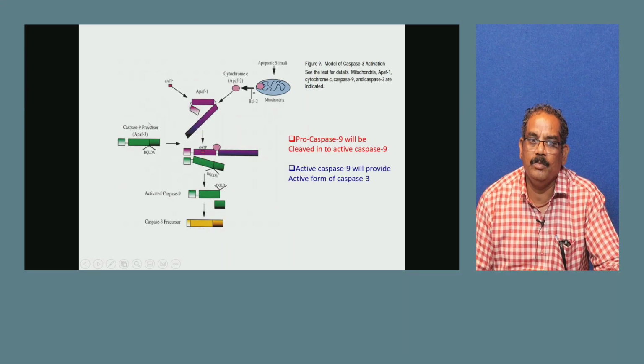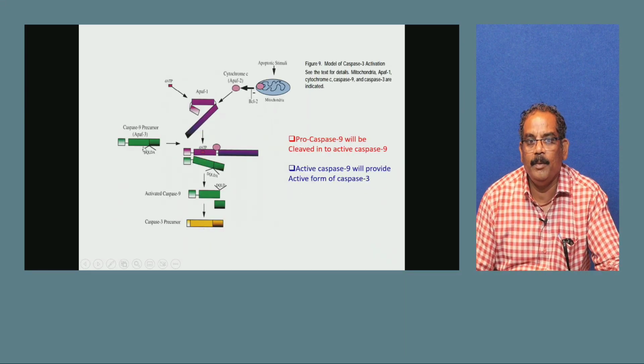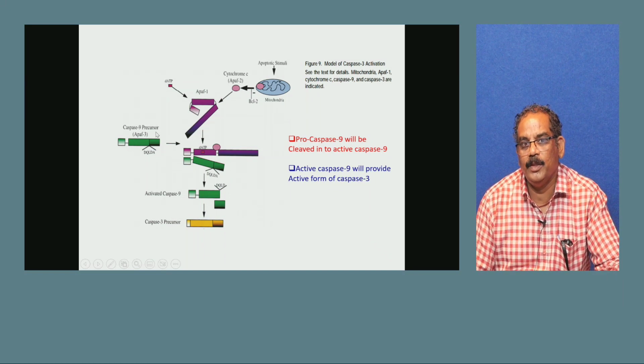What does apoptosome mean? The complex involving caspase 9, APAF, and then cytochrome C, this kind of complex is called the apoptosome complex.